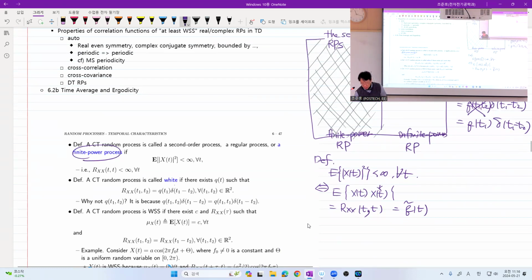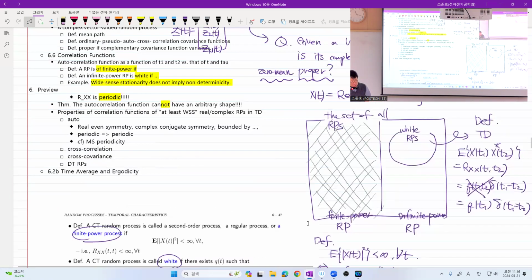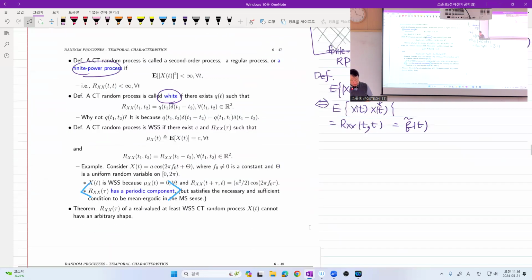Okay, so finite power process, and also we define white random process. Now, here goes, just a second, yeah. Here goes a very important example, which appears here and there or everywhere when the authors of textbooks want to, how to say, break some prejudice on the result.